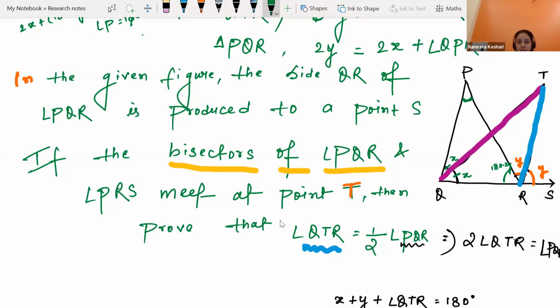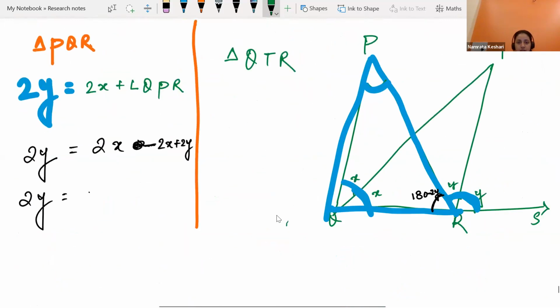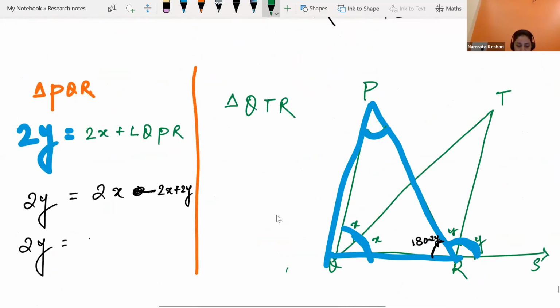We are almost there, but we just need to arrange everything. Here we are getting this 2y, or just y, is equal to the sum of this angle QTR. Just a second.